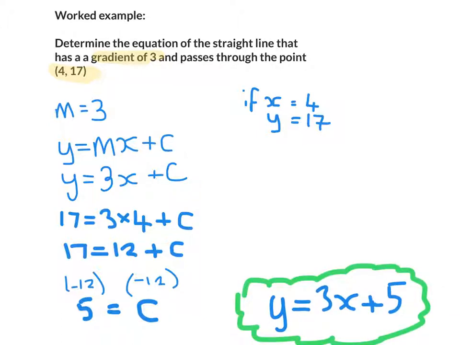Okay, so in summary, if we are asked a question to find the equation of a line and we are given our gradient and 1 point on a line, we can first use our gradient to write a partial equation for the line. We can then use the point that we are given to substitute in those values of x and y into that equation to find c, our y-intercept. And if we know the gradient and we know the y-intercept, we can write the equation of our line.